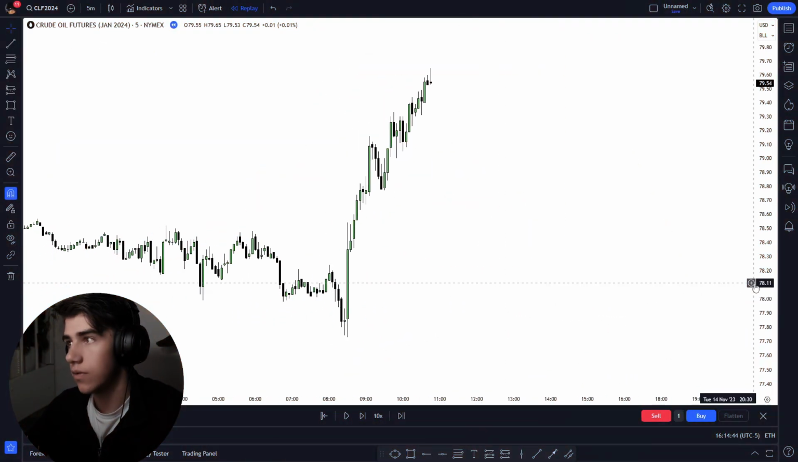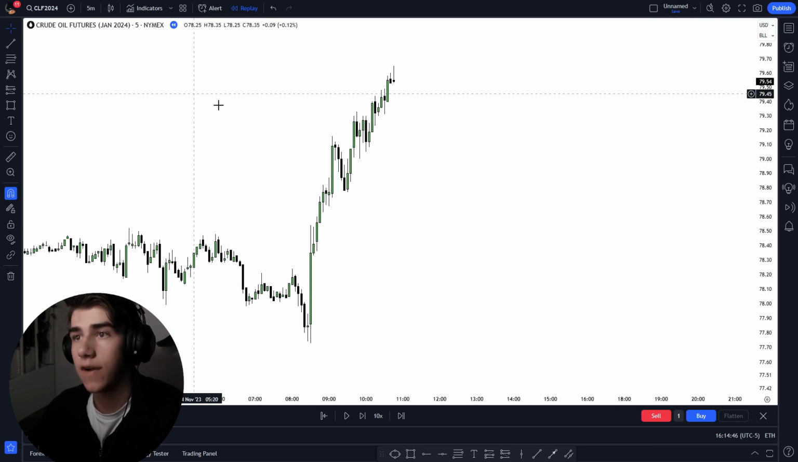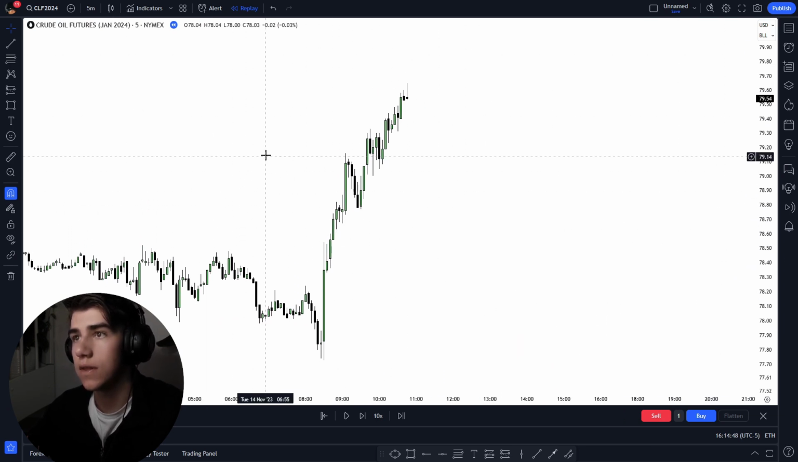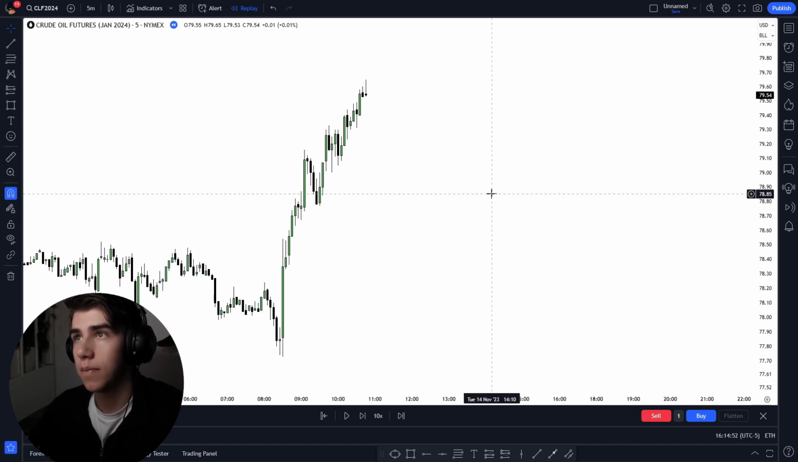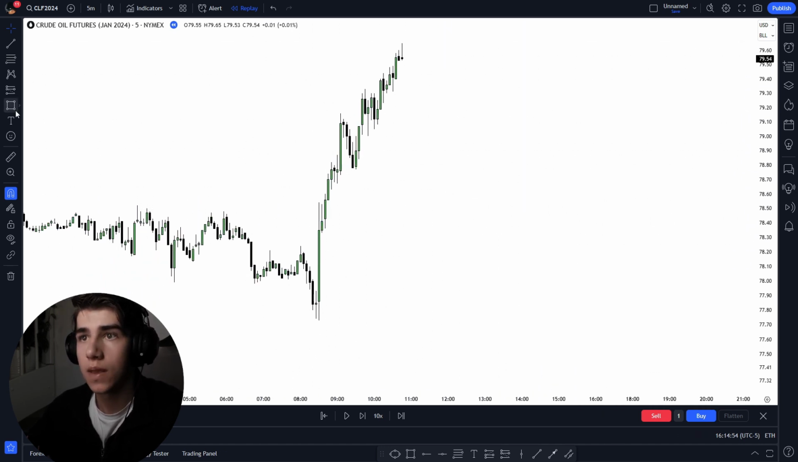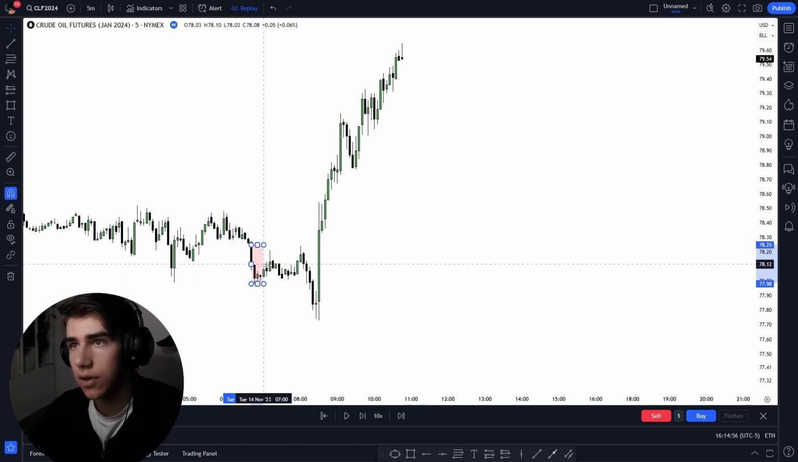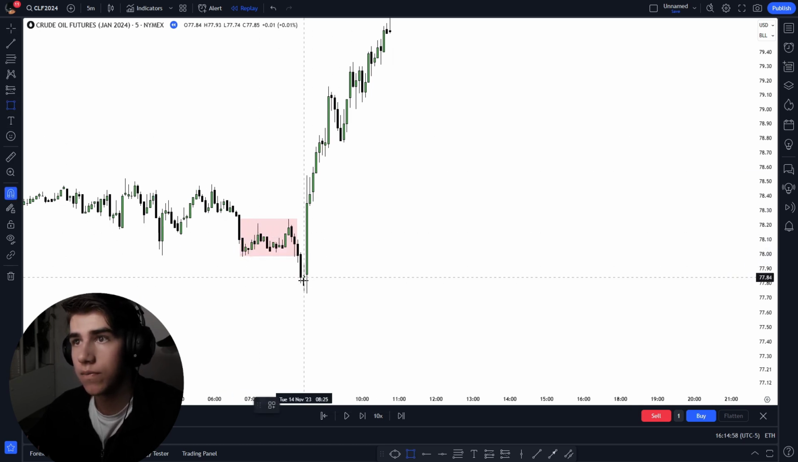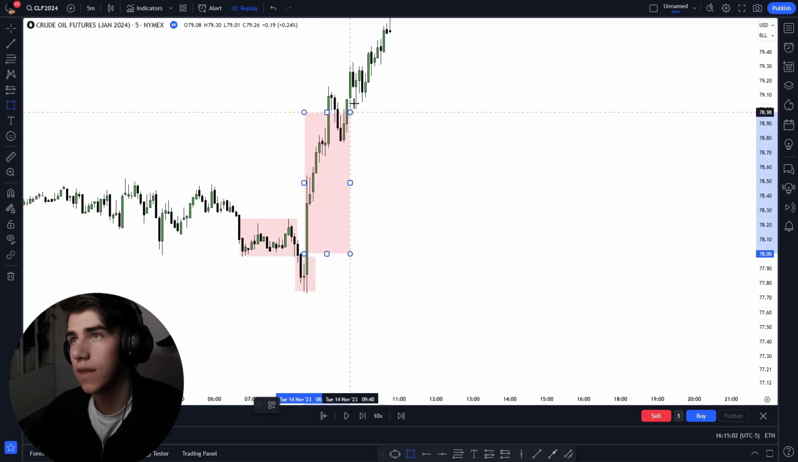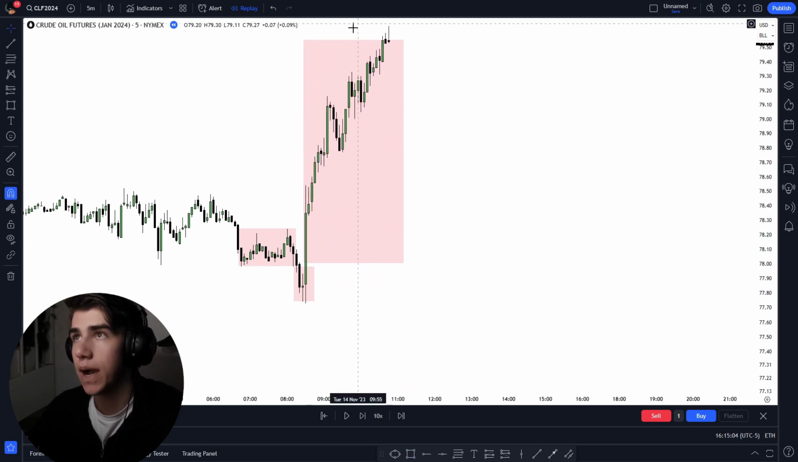Here we are with the first example on oil. This is the 5-minute time frame, and as we can see, this looked like a nice buy program, and we are anticipating a market maker sell model because we have that consolidation here, right? And then a manipulation move, and then the distribution move that starts the market maker buy program, right?